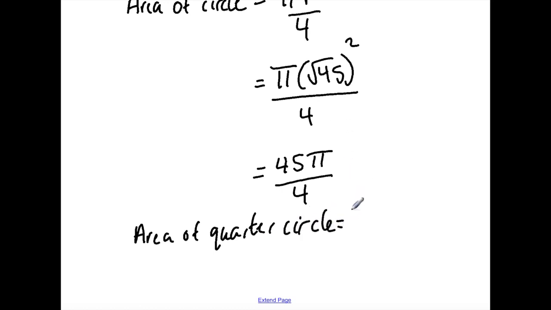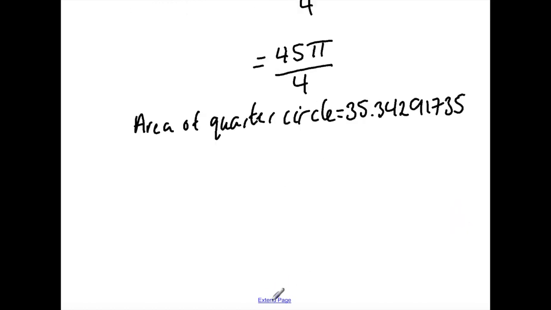So the area of the quarter circle is equal to 35.34291735, and we need to round it to 3 significant figures, so it's 35.3.